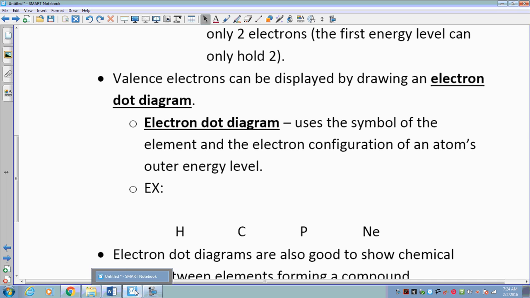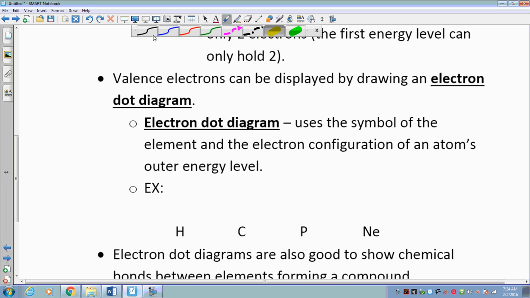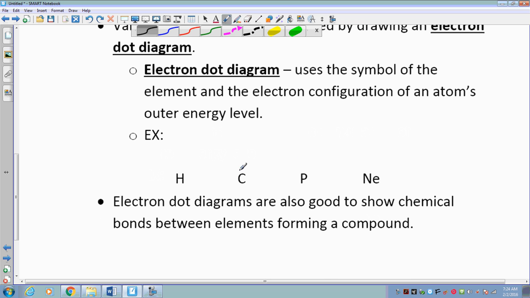Drawing electron dot diagrams is really simple. Pretty much all you do is write the chemical symbol. So if we wanted to draw an electron dot diagram for hydrogen, you draw the symbol and put the number of dots around it that represent the valence electrons. Hydrogen's in group 1, so it would have 1 dot around it.